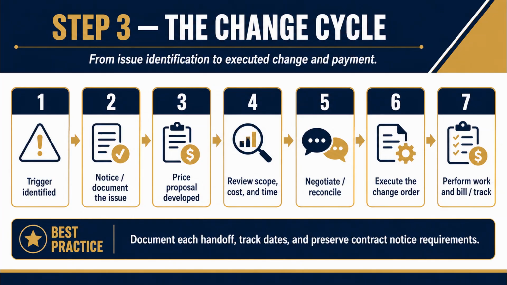2. Notice and document the issue. This step is critical and often skipped. You formally put it on the record, and, where the contract requires, you give written notice. We'll talk about why notice is sacred in a few slides. 3. Price proposal developed. You build the PCO, cost breakdown, backup, schedule impact, the whole package.